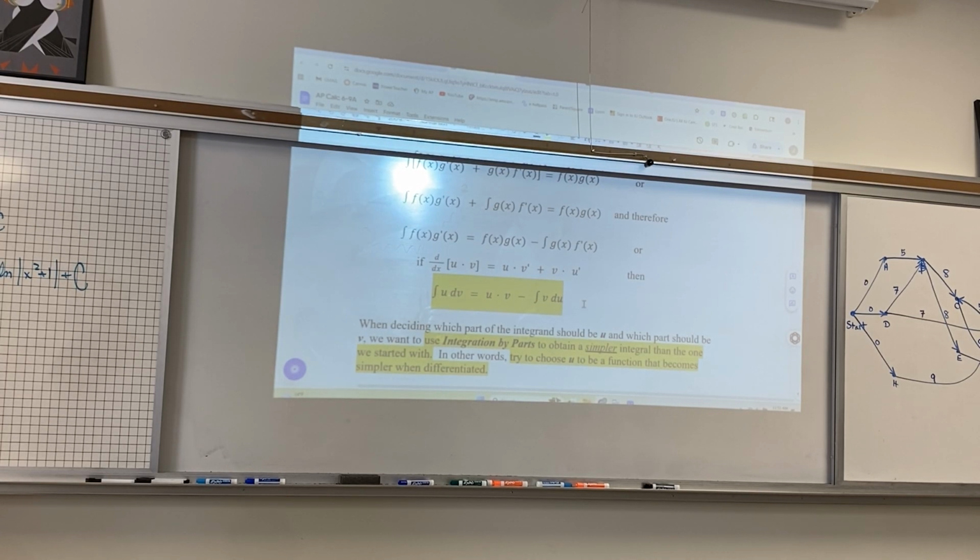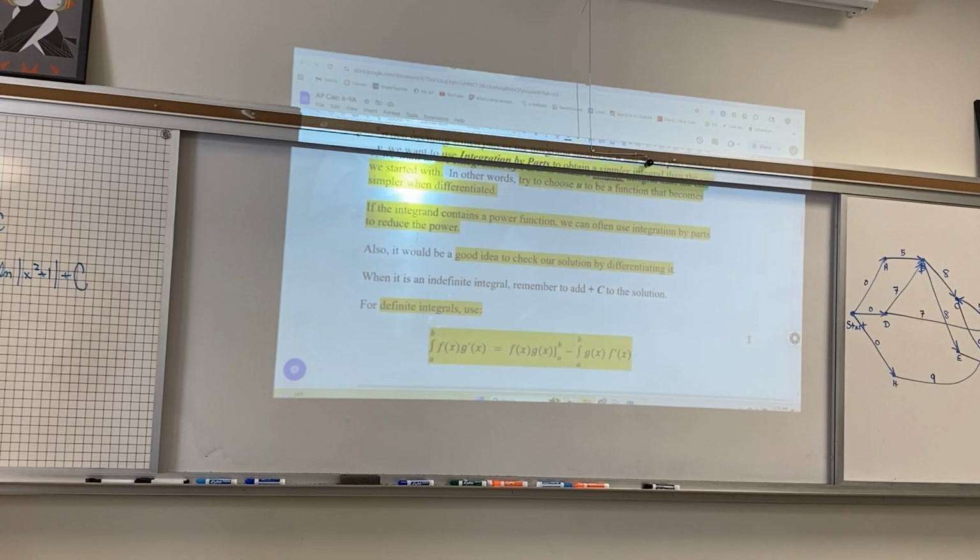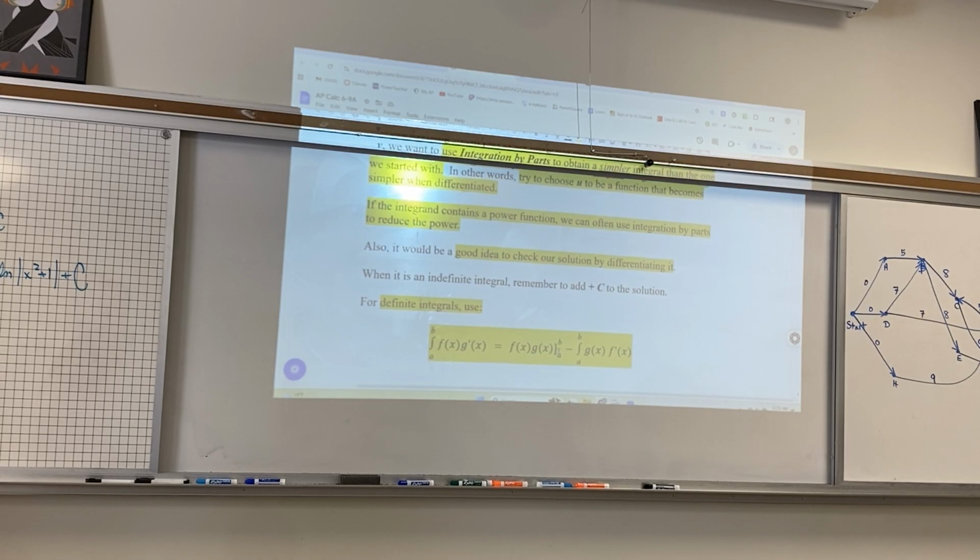Probably should put plus c just to remember this. Just to remember. And then if it's a definite integral, don't forget to plug in your intervals of integration. There's two parts here. Sometimes we forget that. Okay, I say we practice it. Who's ready to practice?